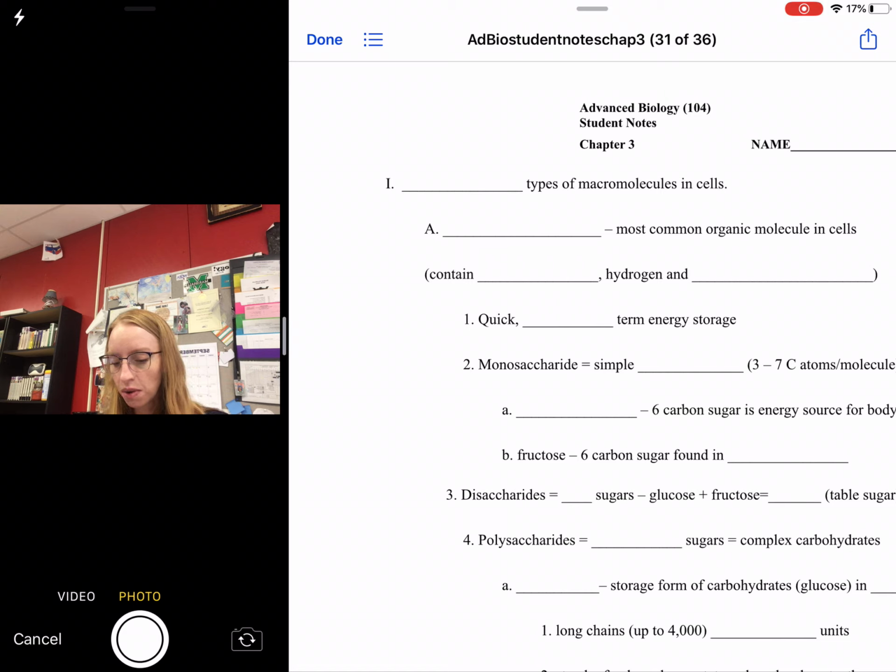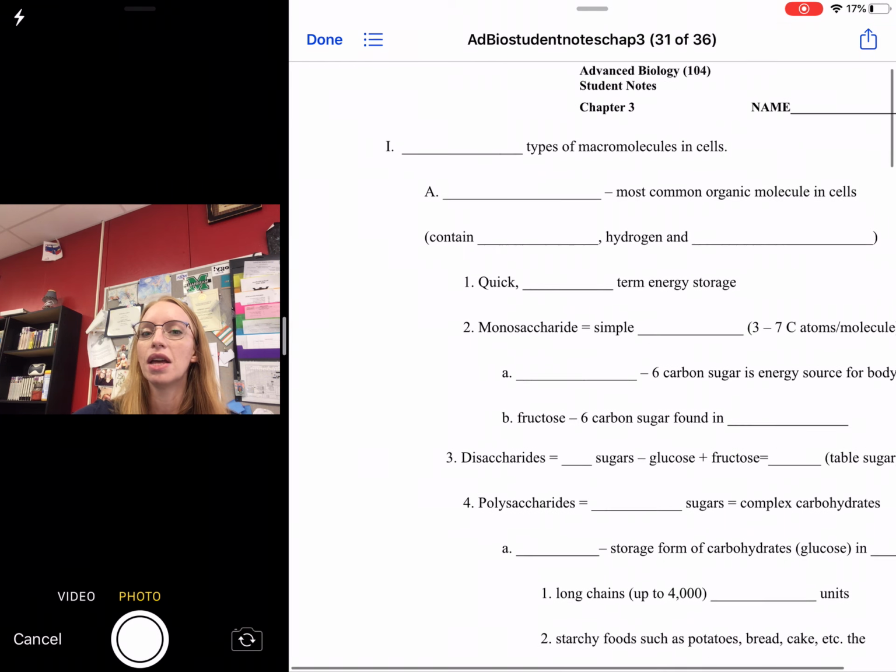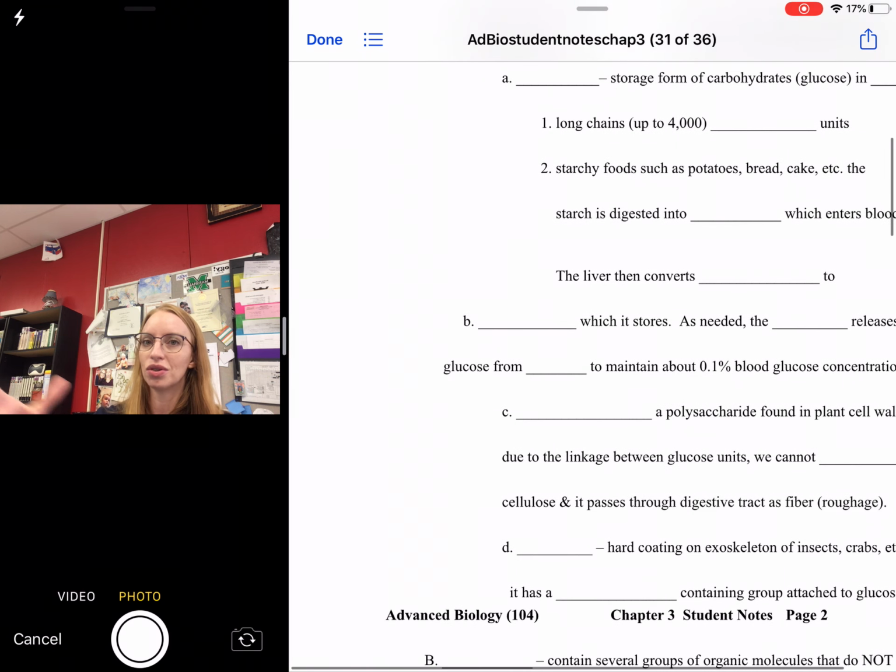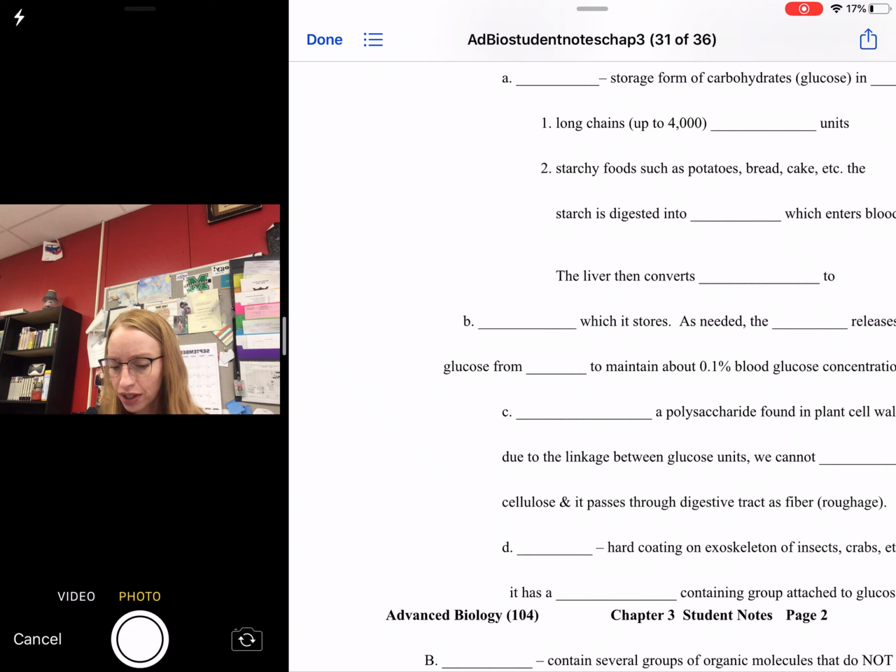Starch is a storage form of carbohydrates or glucose in plants, and they can have up to 4,000 glucose units. And so that's quite a bit of glucose joined together through those dehydration synthesis. And when we did the lab, we talked about how it was spiraled, and so iodine will join into that spiral and get stuck, and it will cause starch to turn purple when you add iodine to it. Starchy foods include things like potatoes, bread, cake.